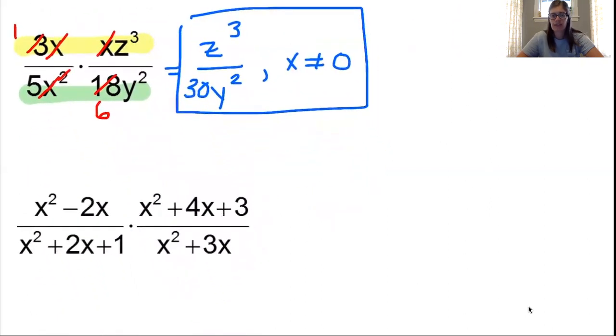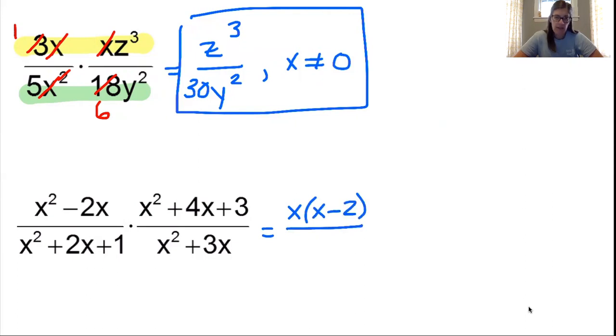Okay, now to the ones that are more like algebra 2, where you actually have to do some factoring. So really important to make your life easier, we're not actually going to multiply these polynomials. That would be a lot of work to do all the distribution and combining of like terms. So what you want to do is start by factoring everything. So I'm going to factor the numerator of the first fraction, x squared minus 2x. They both have a factor of x, so I can take out the GCF.